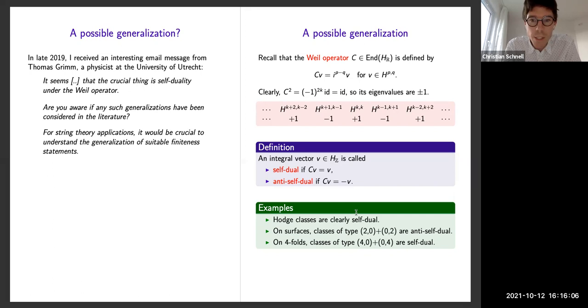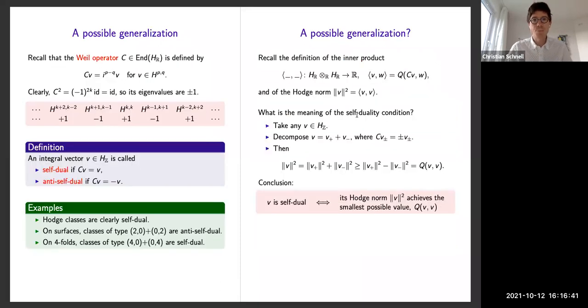Hodge classes are always self-dual, right? We just saw that. But there's other interesting classes. So, for example, if you go to fourfolds, he was especially interested in Calabi-Yau fourfolds for a reason that I'll explain. If you go to fourfolds, then classes of type 4,0 and 0,4 can also be self-dual. On surfaces, for example, classes of type 2,0 or 0,2 would be anti-self-dual, because on those you get a -1. So this is a much broader set of things than just Hodge classes.